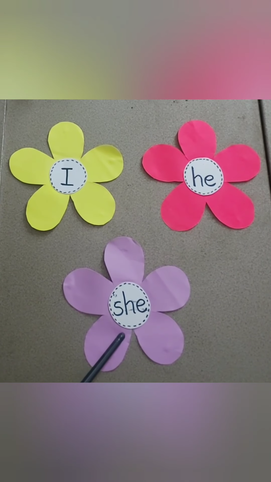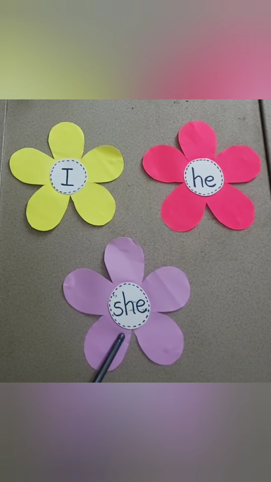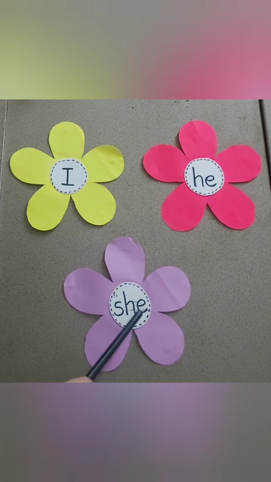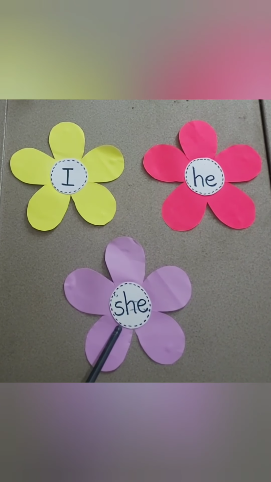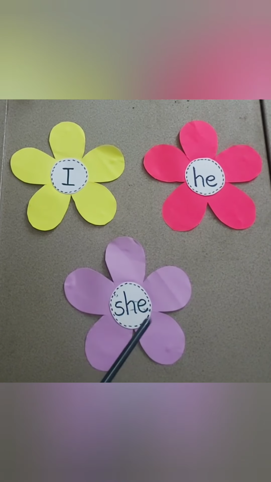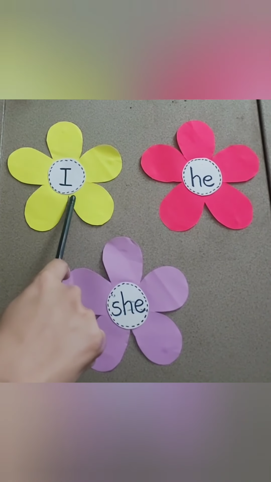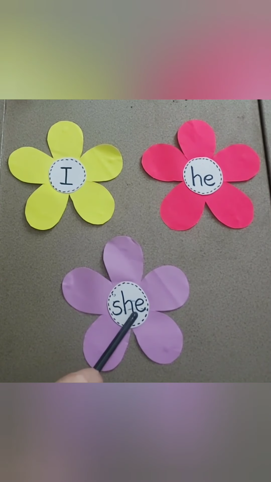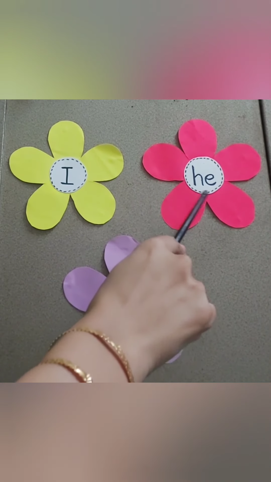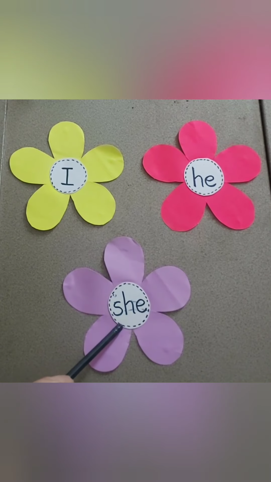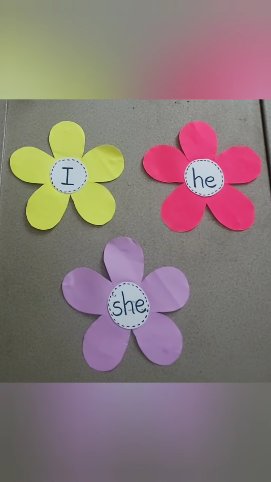And today the sight word which came to class is she. Which sight word came to class? She. So when we talk about a girl or a woman, we use this sight word she. So now we have learned three sight words. I, he and she. So we revised all the sight words and we welcomed a new sight word.